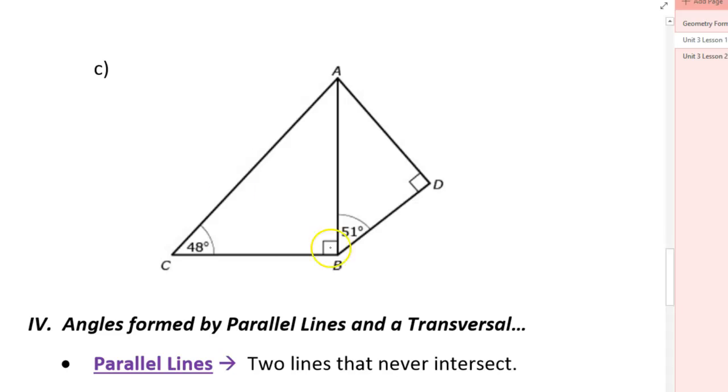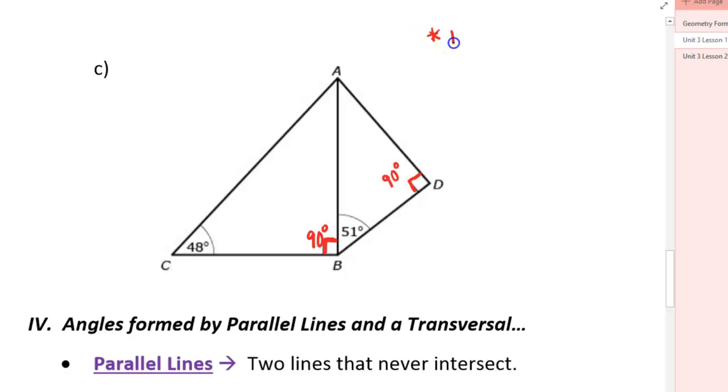So the measure of this angle is 90 degrees because of that box. So anytime you see this box, that tells you that the measure of that angle is 90 degrees because that's a right angle.